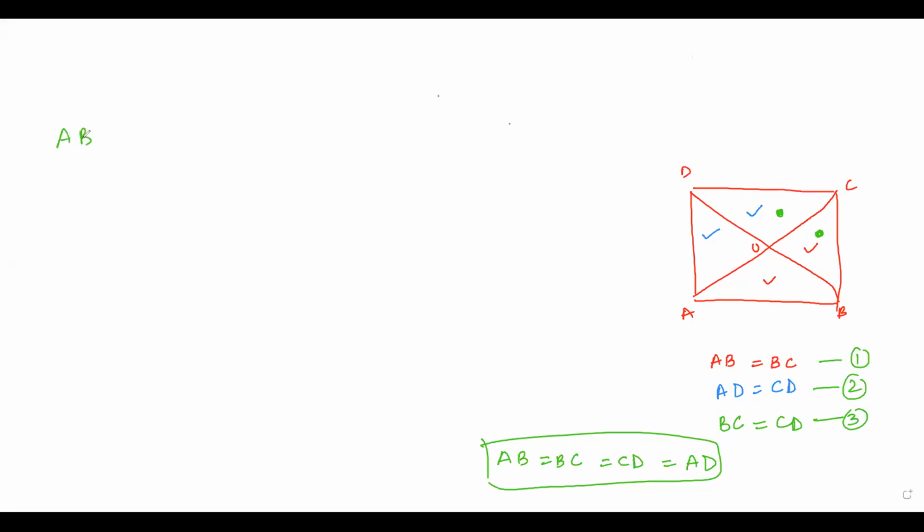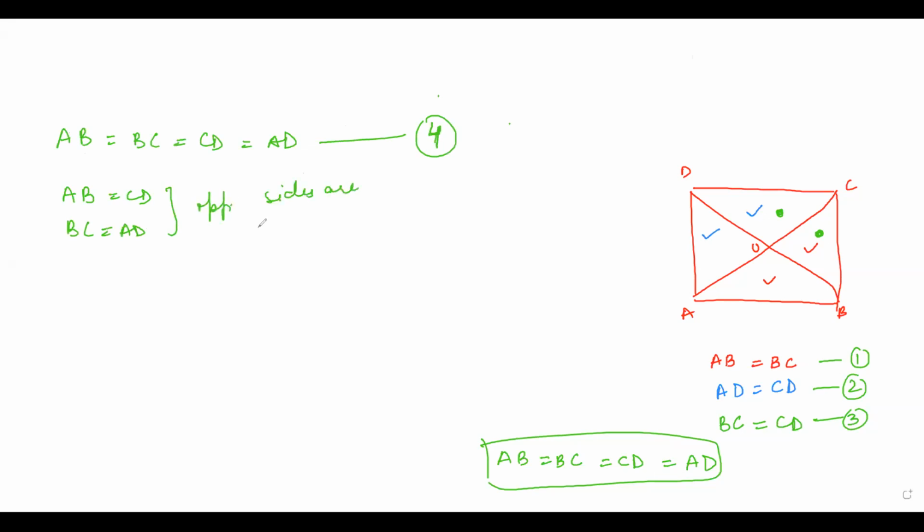See, I was getting AB is equal to BC is equal to CD is equal to AD, right? You can mark it equation number 4 because we are going to use this result later on. So far we are saying that opposite sides are equal. So AB is equal to CD and BC is equal to AD, right? So opposite sides are equal, therefore we can say that quadrilateral ABCD is a parallelogram. So the first result we have shown. Is that understood? Yes, ma'am.